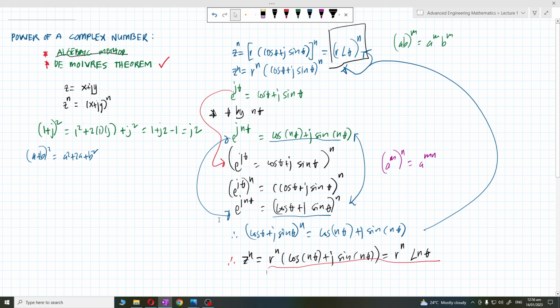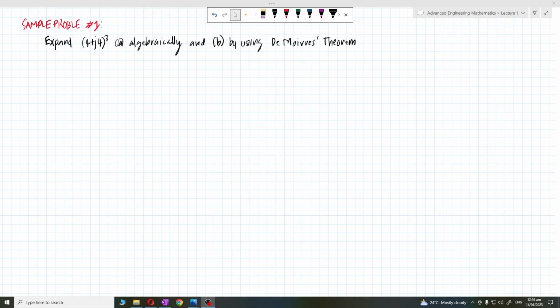Later, we will solve a sample problem relating to the use of De Moivre's theorem. Our first sample problem here: expand the quantity 4 plus j4 raised to 3. The first method should be algebraic, and the second method is by using De Moivre's theorem.